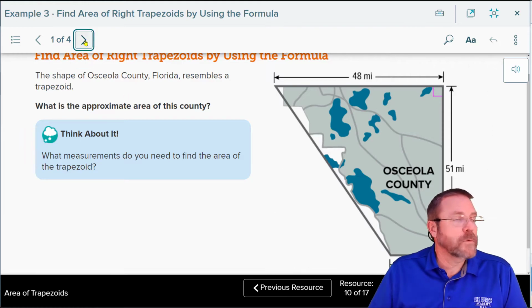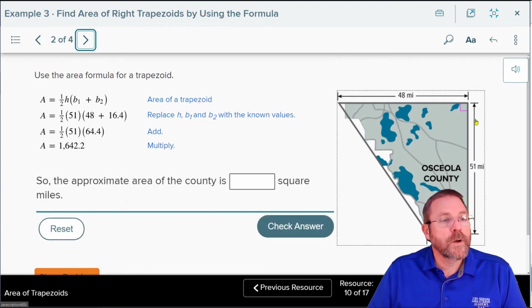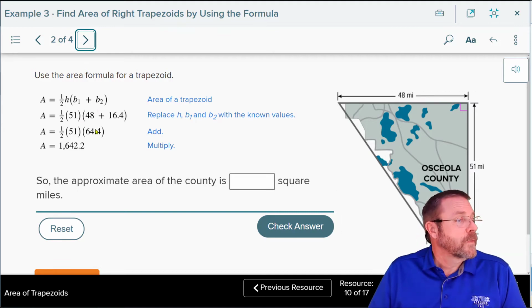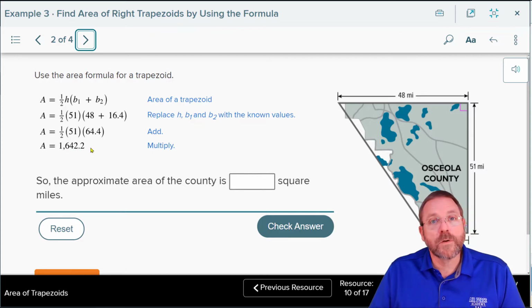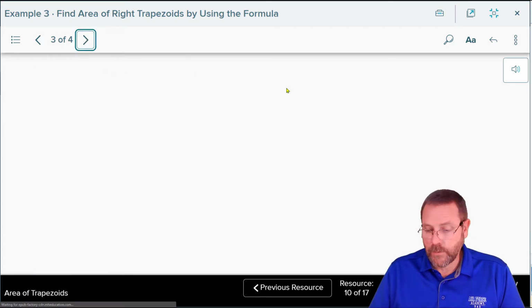Well, all we have to do is get our trapezoid formula, plug in what we know. We know it has a height of 51. We know it has a base of 48 and 16.4. They added those two together to get 64.4. Then they multiplied these three and got an approximate area of 1,642.2. Nothing hard about this. You're just converting the word problem and the picture they give you into an answer. And of course, you could put that 1642.2 here, but you know, I'm just not going to do that.